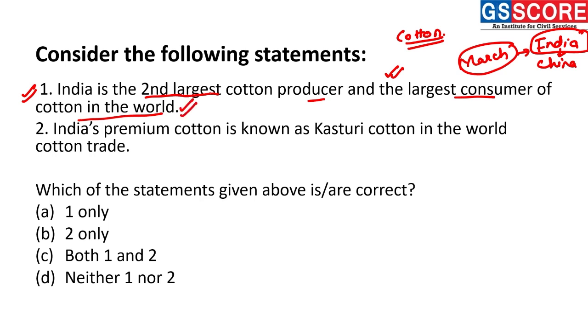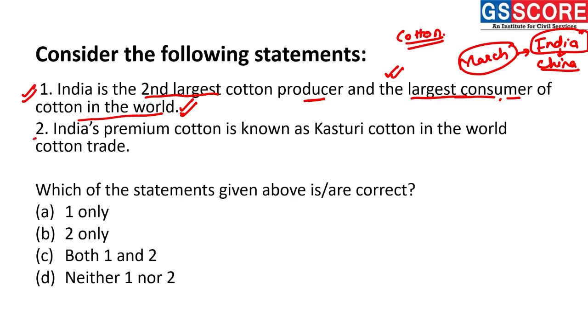So till then we'll be saying India is the second largest cotton producer in the world, and the largest cotton producer in the world is China. But India is the largest consumer of cotton in the world also. India is importing cotton from other countries. India is importing textiles, the ready-made textiles also, from other countries.